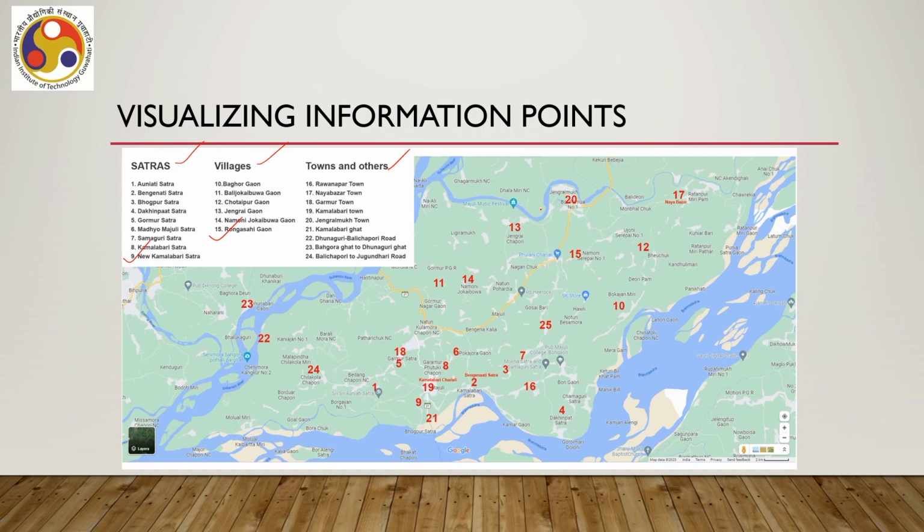Geographically, they are spread around the island as shown here. As you can see, we have given numerical labels starting from 1 to 24, and those labeled spots are spread around the island.